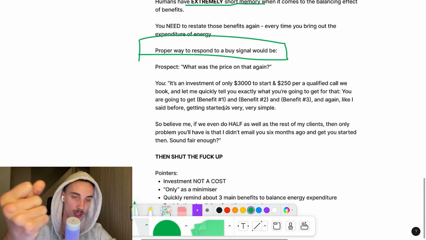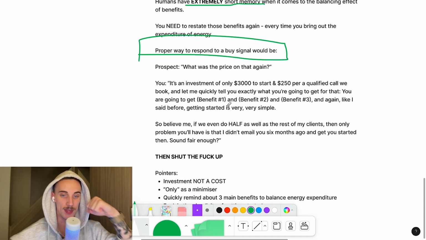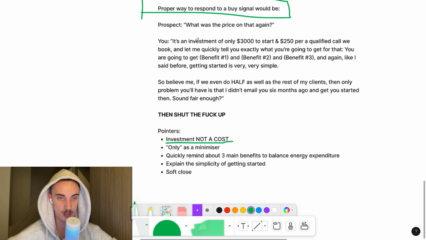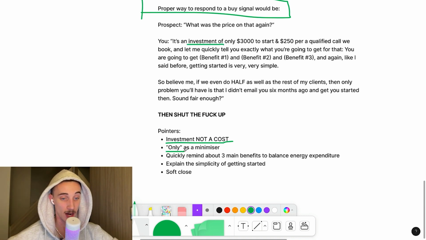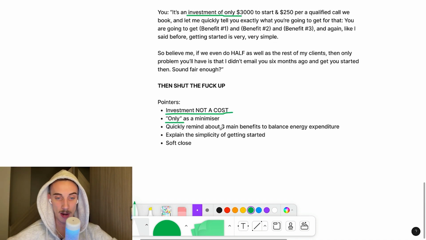So you overcome the objection, you give them the energy expenditure, and then you outweigh the energy with the heavy-ass benefits. And a few pointers from this closing scenario: I used "investment," not "cost." Cost is a little bit of a friction word, so it's better to use investment. I used "only" as a minimizer. It's a really small thing, but when you say "only," it makes the price seem smaller. Then I quickly reminded them about the 3 main benefits to balance the energy expenditure.